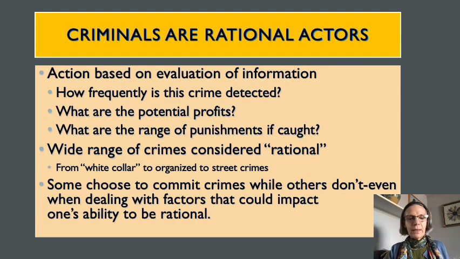And from this perspective, choice theory says that some choose to commit crimes while others don't, even when dealing with factors that could impact one's ability to be rational, right? There are a lot of people who suffer from drug addiction, but the vast majority of them don't engage in criminal behavior. There are a lot of people who suffer from mental illness or poverty or poor parenting, but the vast majority of those people do not engage in crime. So even if you are faced with these factors that are beyond your control, from this perspective, unless you're completely and utterly impaired in terms of rationality, even those confronted with mental illness or drug addiction are still able to engage in a cost-benefit analysis. And that's why they think it's the best theory to explain criminal behavior.